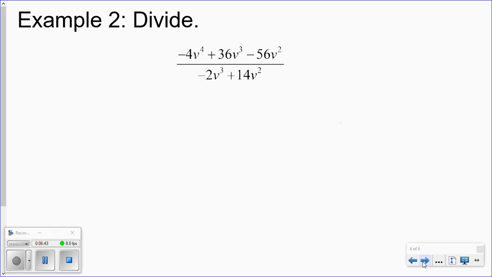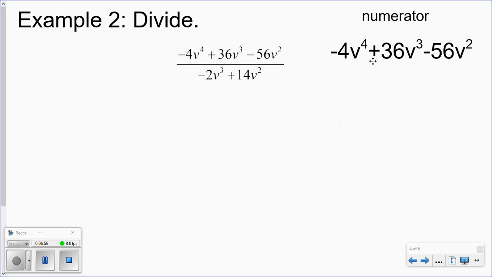So, example 2, divide this. So I've got -4v to the 4th plus 36v to the 3rd minus 56v squared. So let's start with the numerator. I'm just going to write it off to the side. First thing I want to look for is, is there a GCF? Well, I hope so, because otherwise this is very, very large.